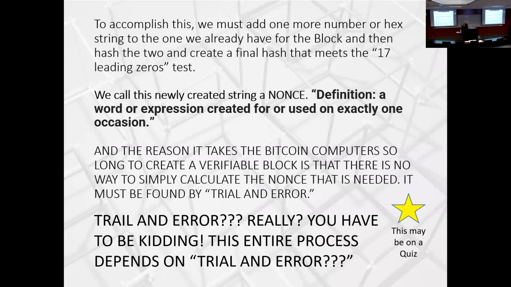So we add a nonce and rehash. If we don't get 17 leading zeros, we change the nonce and rehash. If we don't get 17 leading zeros, what do we do? Change the nonce and rehash.